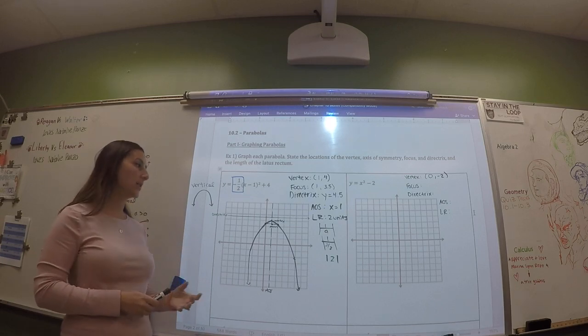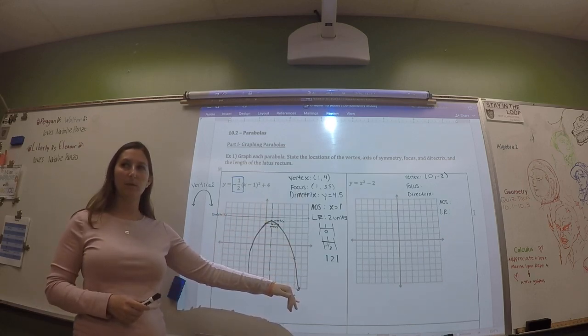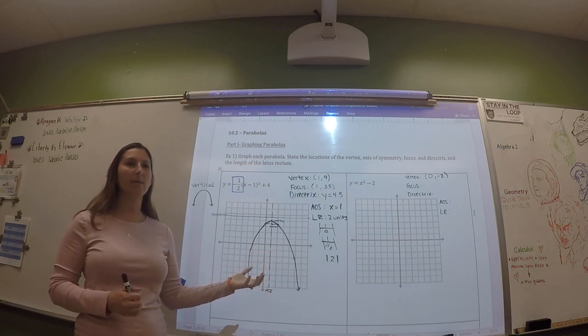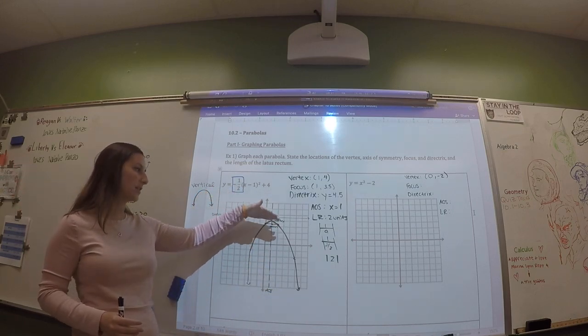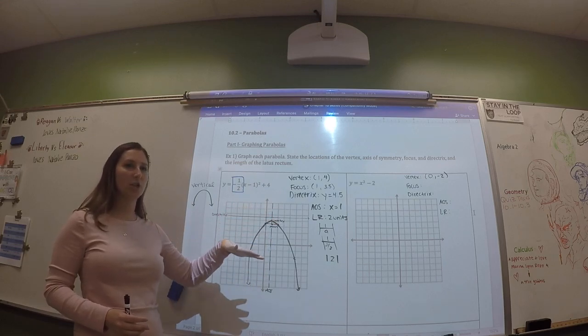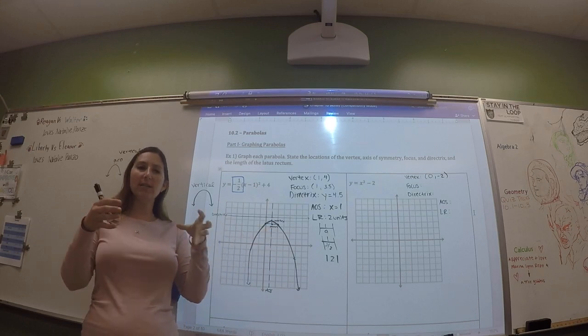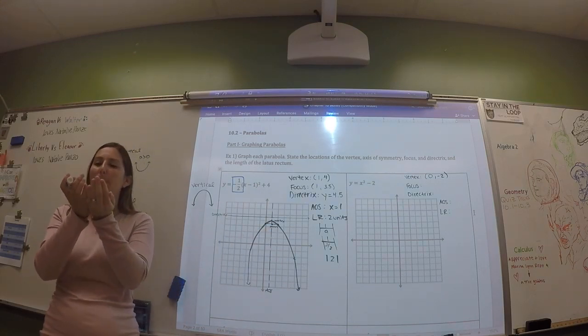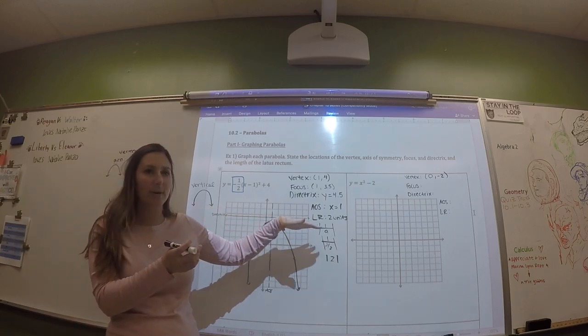The focus is always going to be inside the opening of the parabola. It has to be inside because the latus rectum goes through it. That's what creates the parabola. The directrix is always behind it, not touching it. So the directrix never touches the parabola. The focus is always inside of it, like the pearl in the oyster. And this is like the ocean floor.